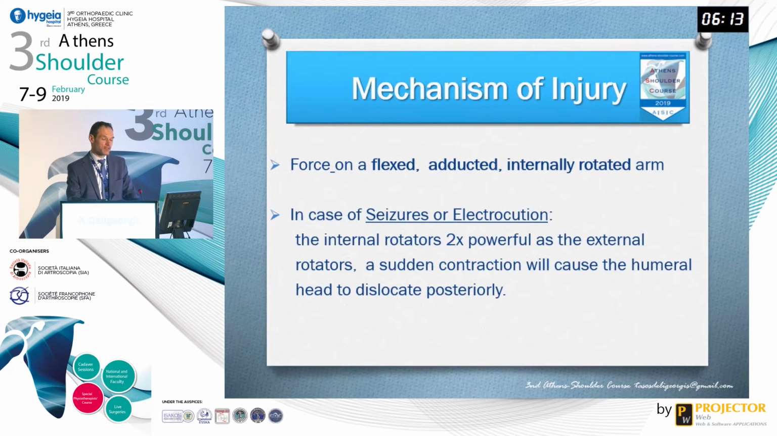It's caused by a force on the flexed, adducted, and internally rotated arm, or in the cases of seizures or electrocution, because the internal rotators are twice as powerful, a sudden contraction could cause the humeral head to dislocate posteriorly.